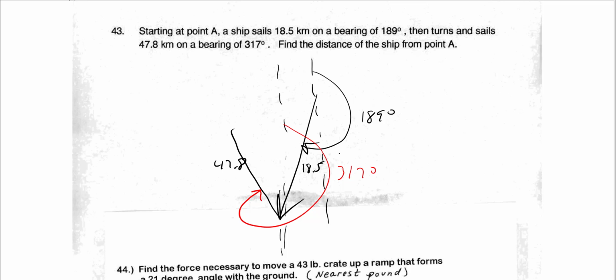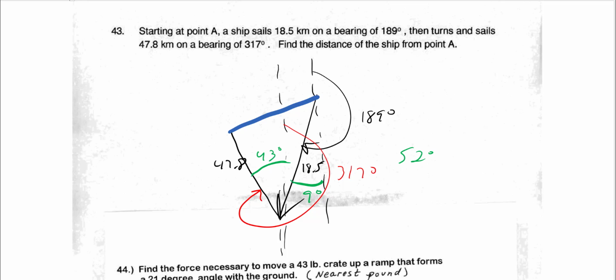And they want to know, find the distance of the ship from point A. So this distance. Guys, this is really not difficult. If that's 189, this angle is 180 minus that, so that's going to be 9 degrees. And if that's 317, this angle right here is 360 minus that, which is 43 degrees. So then the total angle is 52 degrees, and that's why it's really a pretty easy problem.